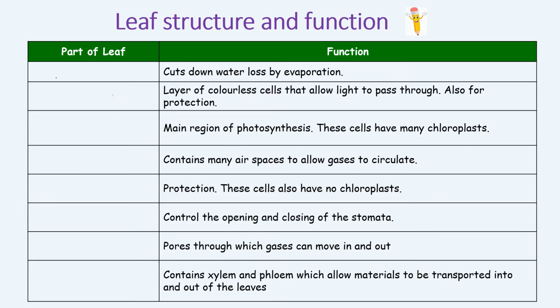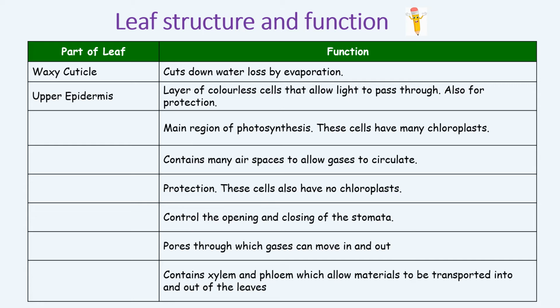Now you should be able to label the parts of the leaf with their correct function. So pause the video and try to fill out the table before I go over the answers. So the answers are that the waxy cuticle cuts down water loss by evaporation. The upper epidermis is a layer of colourless cells that allows light to pass through, and it's also for protection.